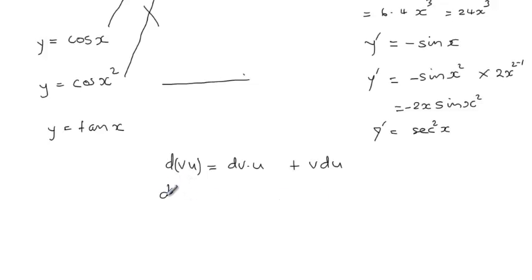Then we've got the derivative of u over v. This is a quotient. We discussed this and arrived at the point that this will be v squared, du multiplied by v minus u multiplied by dv. That is very important.